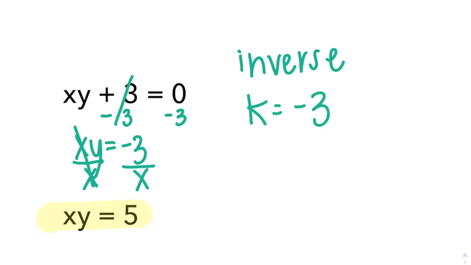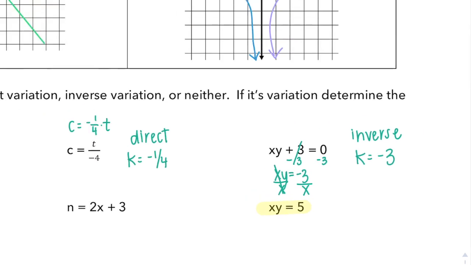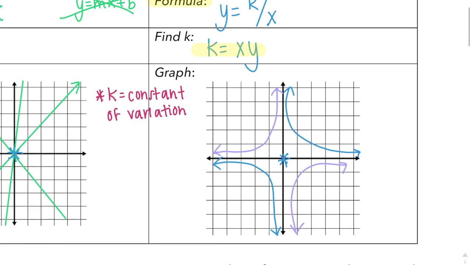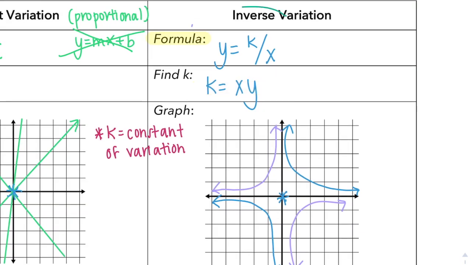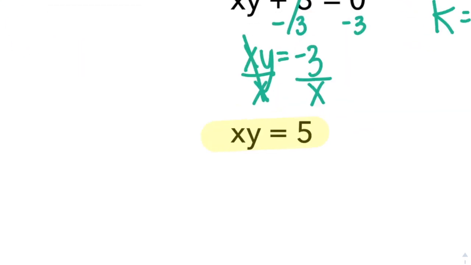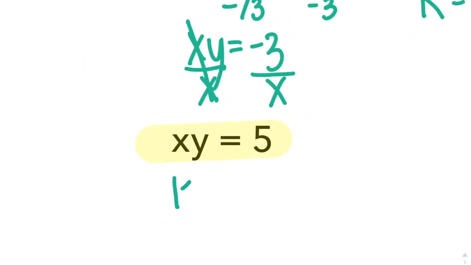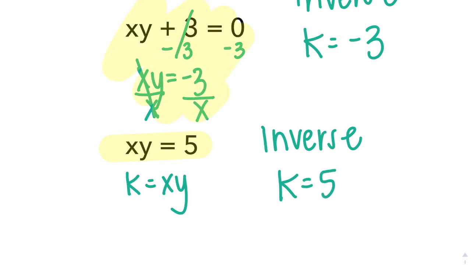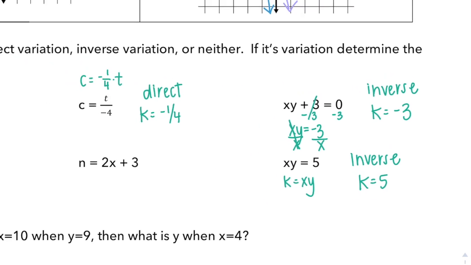Now, you might recognize this if you go back up to the top. How did you find k? It was x times y when it was inverse variation. So if you recognize it in that form, you may say, oh, k equals x times y. They just switched sides around. So this is inverse, and k is 5. Could you also do what we did up here and actually solve for y and put it in the proper form? Yes, but if you see it like that, go for it.